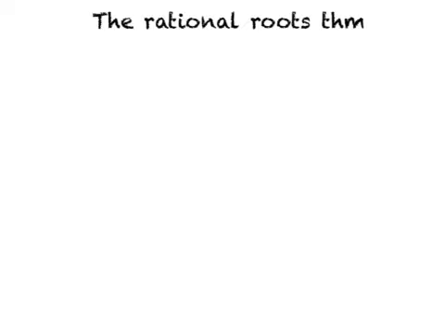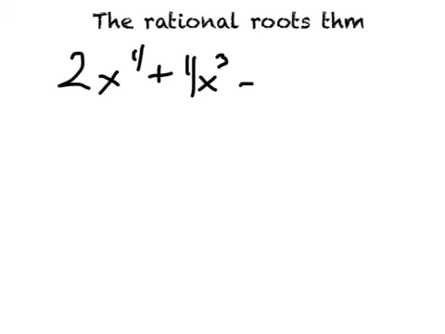Let's find all the possible rational roots of the polynomial 2x to the fourth + 4x cubed - x squared - 6x - 3. You can find a discussion of why the rational roots theorem works in the book, and maybe I'll make another video about it, but I think you're probably less concerned with that than how to use it.